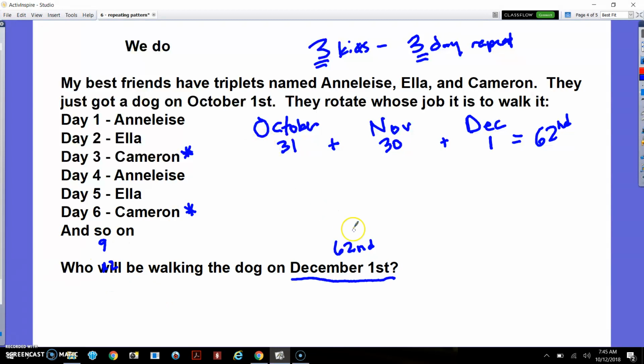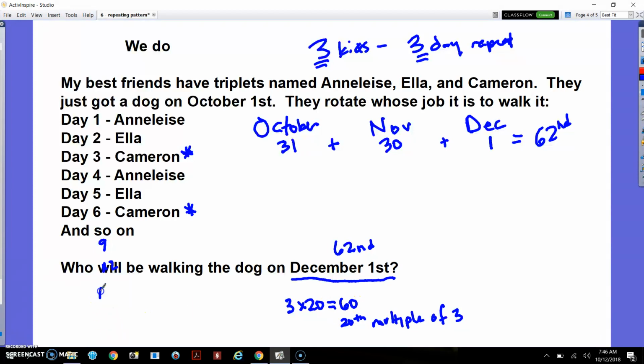So I need to find a nearby multiple of 3 to the 62nd day and figure that out. I don't know if 62 is a multiple of 3, but there is an easy one nearby. So I'm dealing with multiples of 3. I know that 3 times 20 is 60. That's a multiple of 3. That's the 20th multiple of 3. That's really close to the day I'm looking for. That's why I did it. 3 times 20 gets me the 60th. So Cameron is walking it on the 60th day. It's going to be the 20th time he walks the dog.